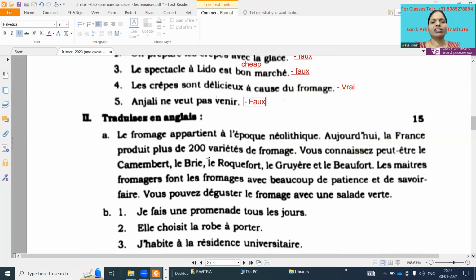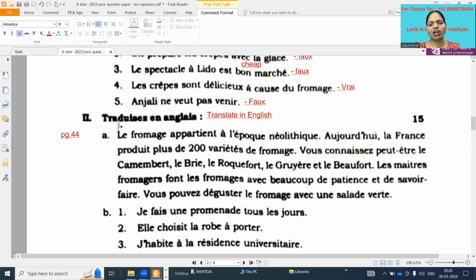Okay. Next one, traduis en anglais. Translate in English. Okay, Kaushal, which base is this? Second bit is we have to translate in English. This is from the cheese lesson, the second lesson, ending, page number 44. So the translation will come from the textbook only. The first bit, we already know the paragraphs, we just understand the questions, so it is very easy.